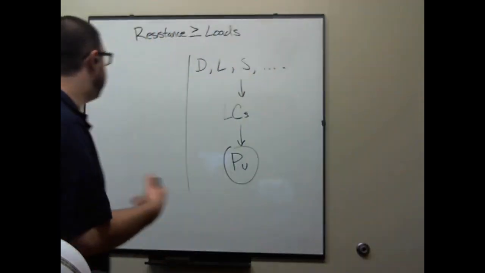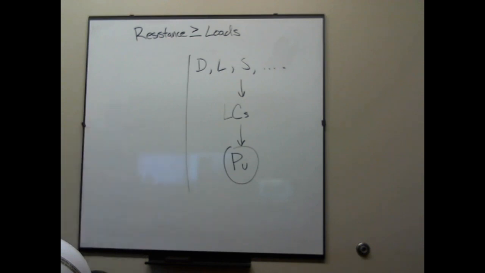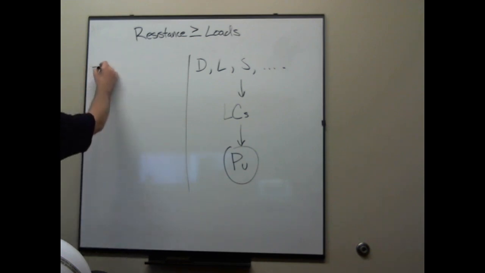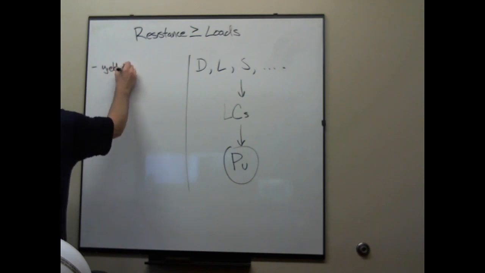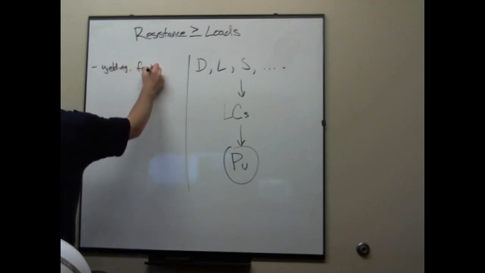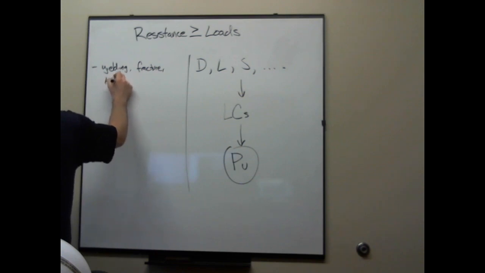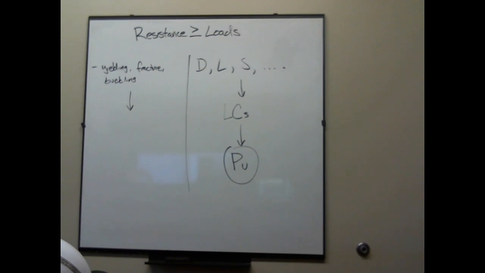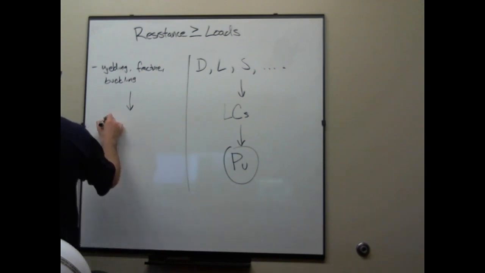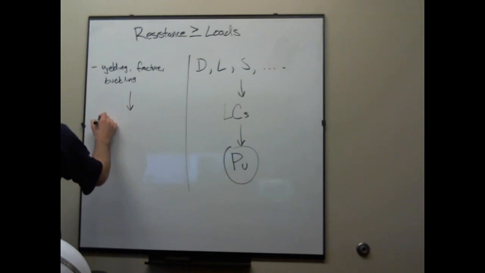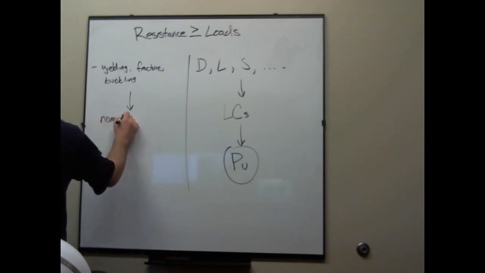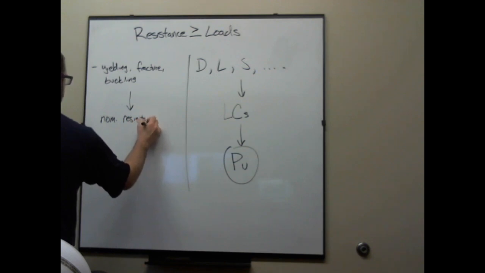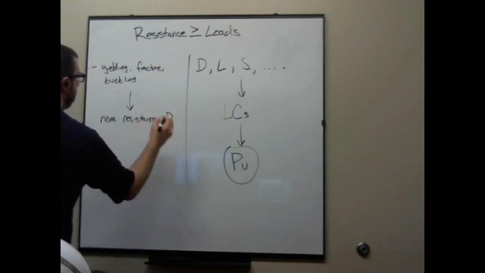And then similarly on the resistance side, we're doing something very similar. We identify a series of limit states. For tension members, we might have yielding, fracture, buckling, whatever. And then what we're ultimately going to try and generate are a series of what are called nominal resistances. Maybe I'll call that PN.